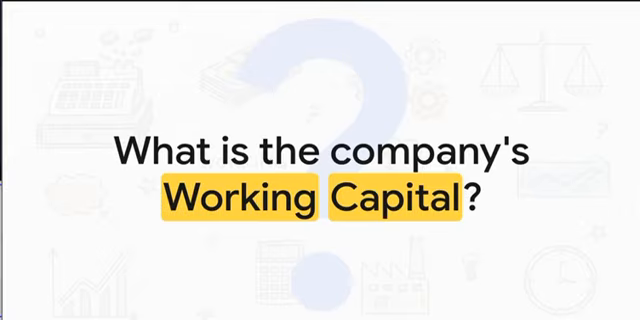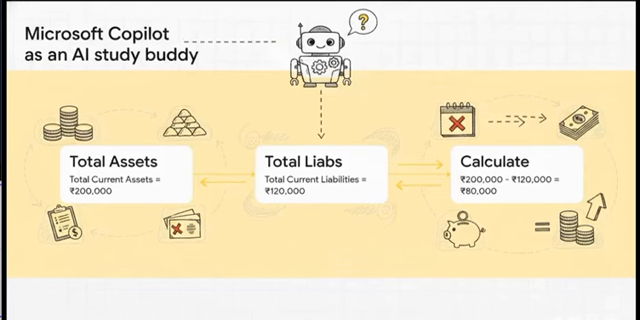How do we quickly and accurately extract this raw data without falling straight into any of those traps we just talked about? Let's break this down step by step, beautifully organized just like our AI study buddy, Microsoft Copilot, would do it. Step 1, we systematically sum the current assets. So that's cash, inventory, and accounts receivable, giving us a total of 200,000. Step 2, we sum the current liabilities. That's accounts payable, short-term debt, and taxes, bringing us to 120,000.